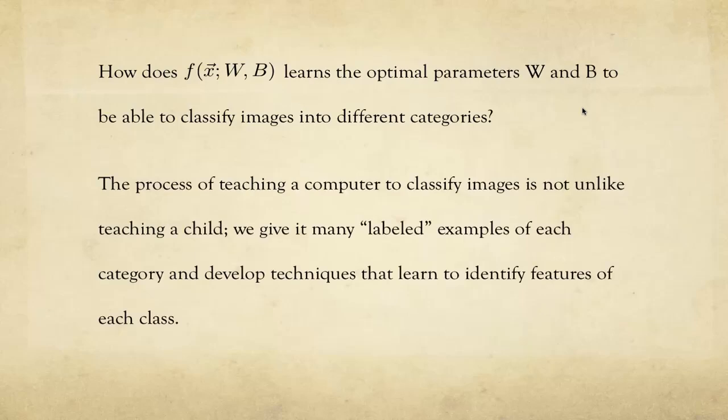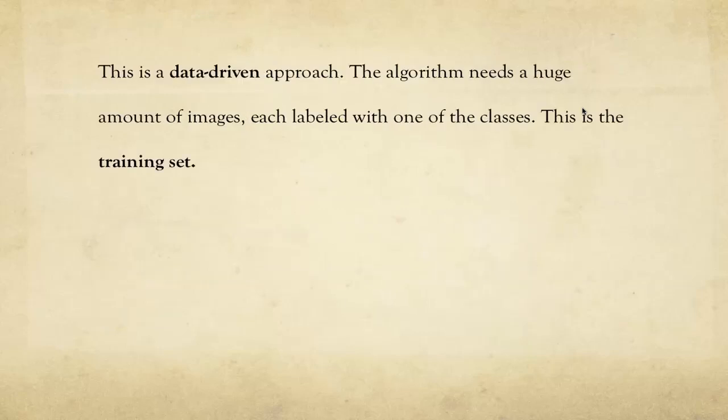Well, it does this in the same way that we teach a child how to recognize images. We show a child a picture of the number 3, and we say, this is the number 3. In other words, we give a child a picture that is labeled. In the same way, we're going to give the computer a lot of labeled pictures and hope that it can develop techniques to identify the features of those classes. So this is a data-driven approach.